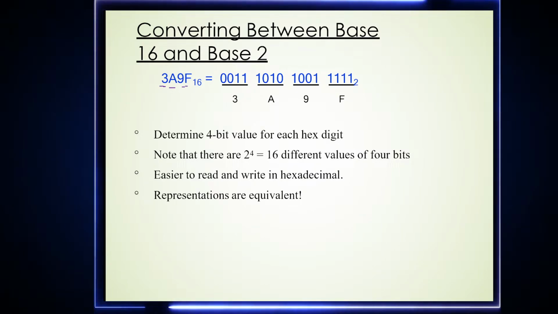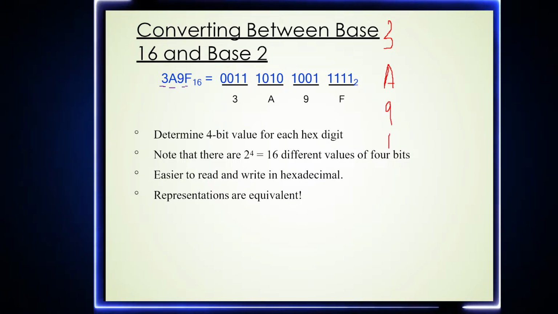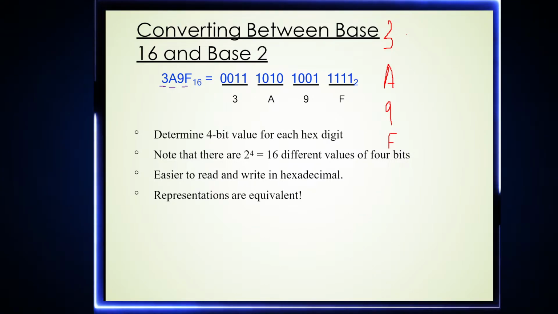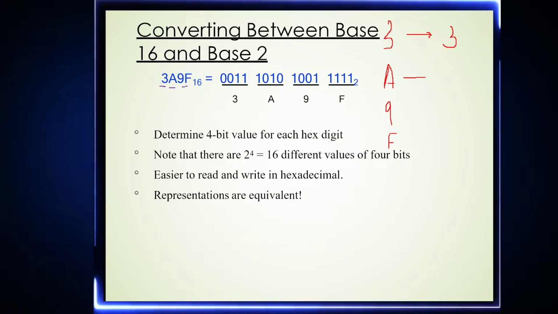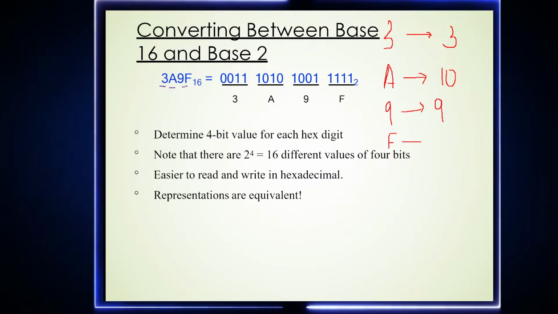I'll write it over here. One second, let me change the ink color. The first one is 3, the second one is A, then we have 9 and then F. Now we have to write the hex digit of each. The hex digit of 3 will be 3 itself. The hex digit of A will be 10. The hex digit of 9 will be 9 itself. And the hex digit of F will be 16.